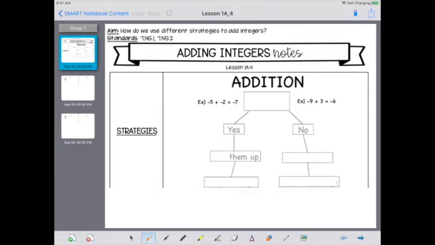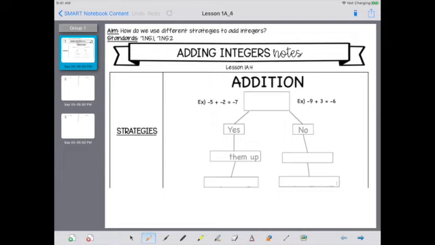Let's get to it. Okay, so welcome back. Today we're going to be talking about adding integers. Our aim for today is how do we use different strategies to add integers. I'm going to show you the strategy that has been the most successful with my students in the past. Again, if you find your own, we can use that as well.